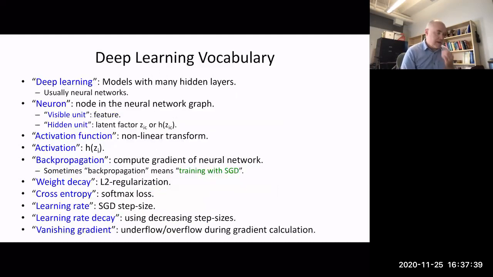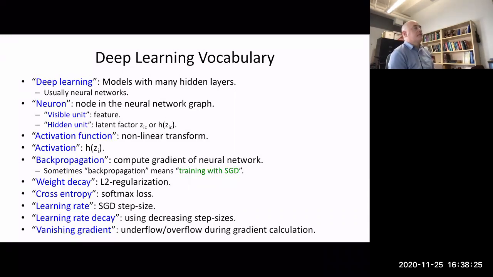Speaking of vocabulary, deep learning has a convoluted and sometimes confusing vocabulary. A deep learning model is a model with many hidden layers. Usually they're neural networks. Sometimes they're more complicated things. A neuron is a node in this graph. A visible unit is usually an input feature. A hidden unit is one of the latent vector Z's, or the nonlinear transformation. An activation function is the nonlinear transformation. The activation itself is the application of the nonlinear transformation to the value of the latent factor. Backpropagation means computing the gradient of the neural network with respect to an example.